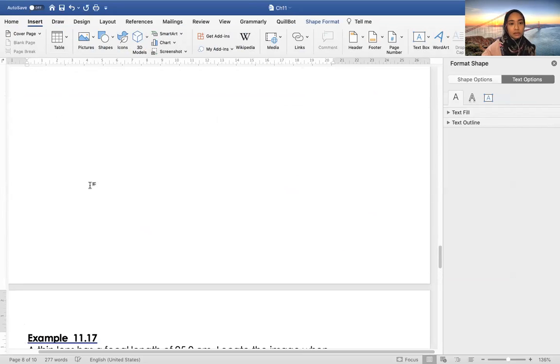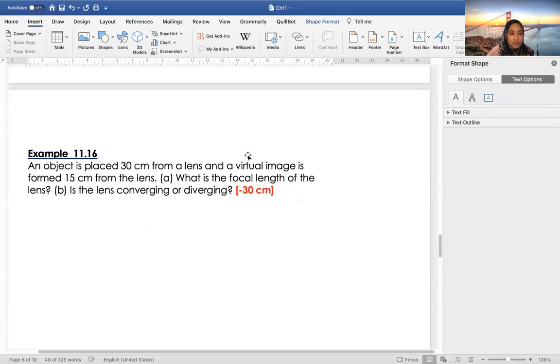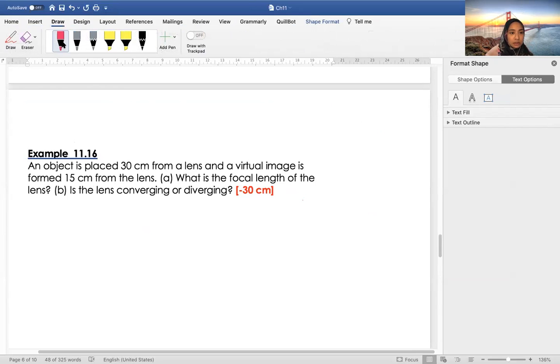Okay, let's do this one. So an object is placed 30 centimeter from a lens. So let's just draw a random lens. I don't know what type of lens it is. So this is your object over here, O, 30 centimeter away from the lens. So this is your u. And a virtual image, so negative v, is formed 50 centimeter from the lens.